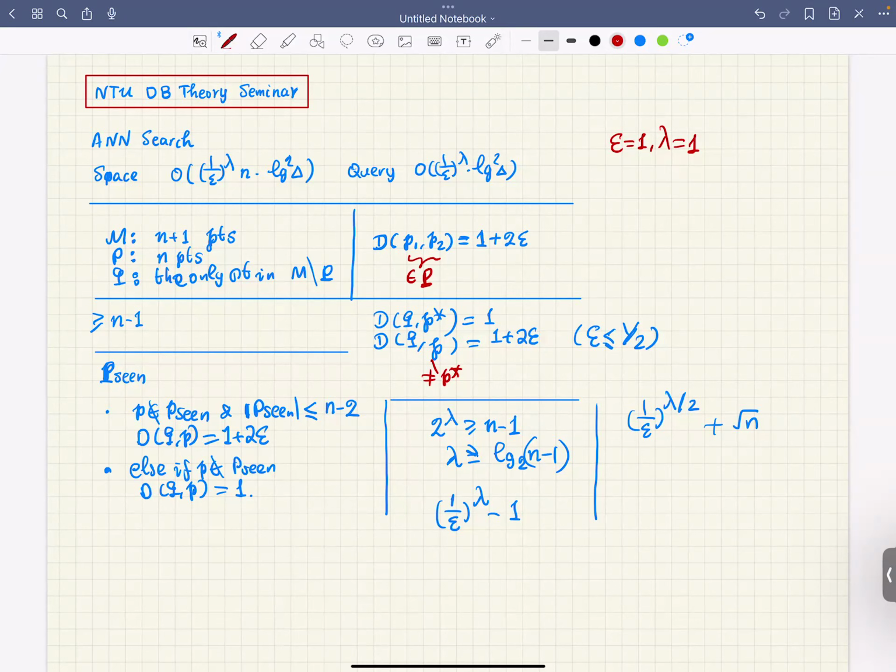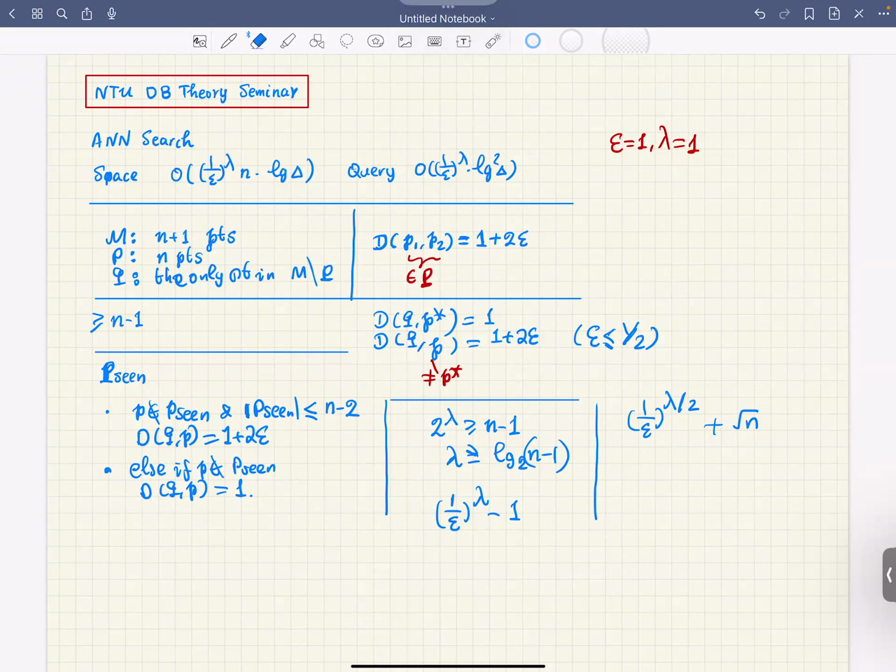Now, oh, the space, yes. Okay, so now you can see, actually this is not square. I think this square is a mistake. I think I proved before that this is log delta. It's just the query time that has a log squared there. So this is a mistake from earlier.